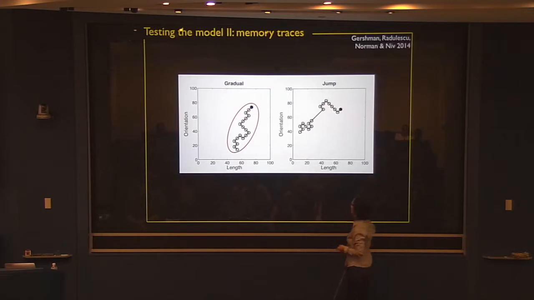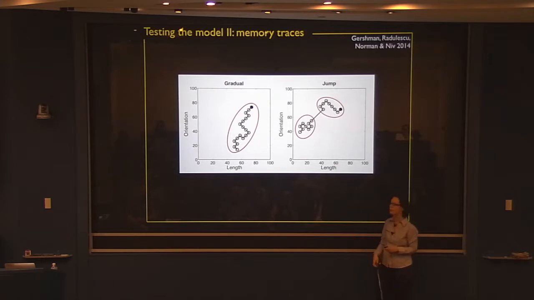On the other hand, on other blocks, in the middle of the block, there was one jump that was just 4 times bigger than our regular jumps. We call these jump blocks. And we thought that on jump blocks, that jump would generate a new memory trace. So although there would be interference, the interference would be more local. These much longer lines at a different orientation would not interfere with the memory of this line. So subjects should be more accurate here than here.